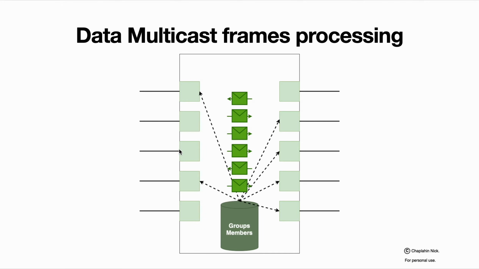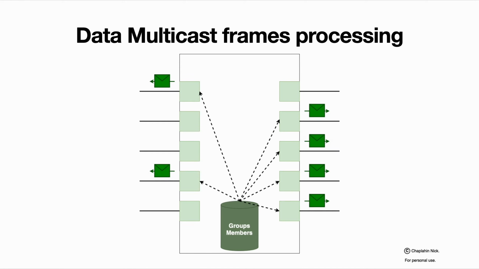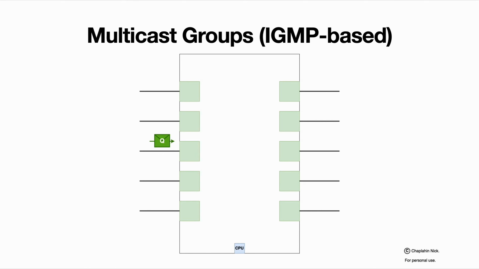Receiving a data frame, we take information from the group membership table, multiply this frame as many times as needed, and send it through the interfaces behind which we know there are stations that requested to receive this multicast traffic. Let's take a look at this procedure and how this group membership is formed based on the IGMP protocol.